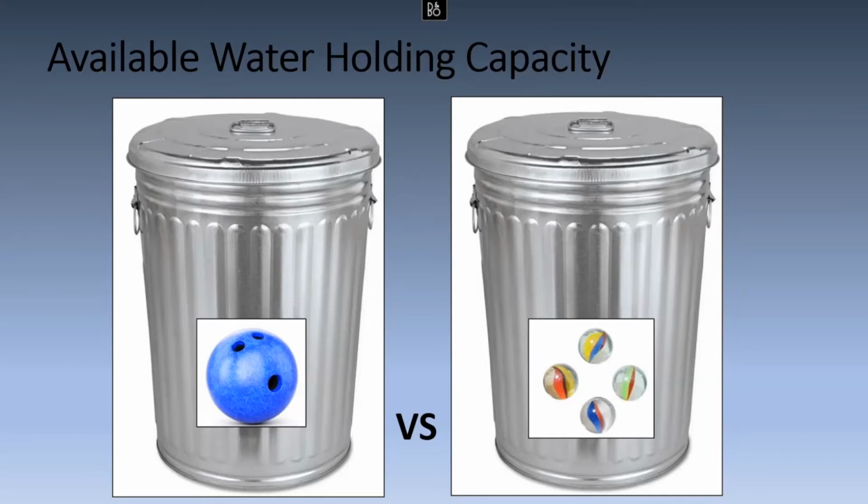And so to demonstrate water holding capacity, if you had 2 trash cans, one full of bowling balls and then one full of marbles, and then you fill them each up with water, which one would hold more water? And the answer is the one with the marbles, because there's more surface area there. There's more room for the water. And so soils with more clay and more silt tend to hold more water for that very reason. And so they tend to be a little bit more productive than the real sandy soils.